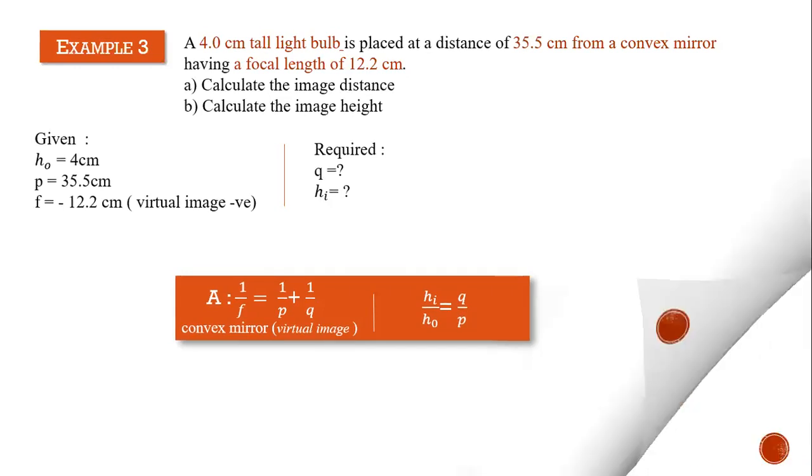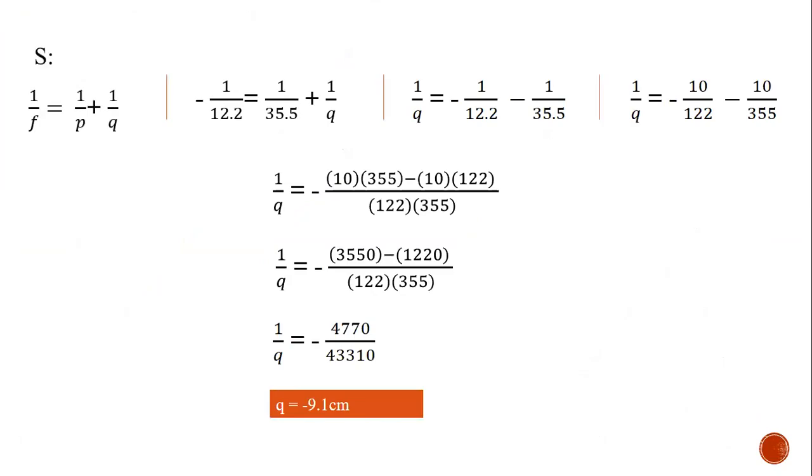Now applying and solving, the solution is 1 upon f is equal to 1 upon p plus 1 upon q. F is equal to minus 12.2, P is equal to 35.5. Isolating q on one side, both will be with the negative sign. Again, taking up the LCM and solving them. Cross multiplying them and solving them, we come to the conclusion q is equal to minus 9.1 centimeter. Again, there is a minus sign indicating the image is forming behind the mirror. So it is a virtual image.